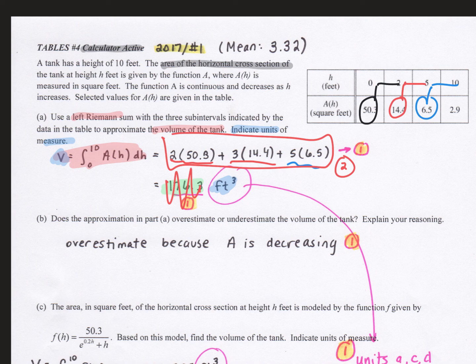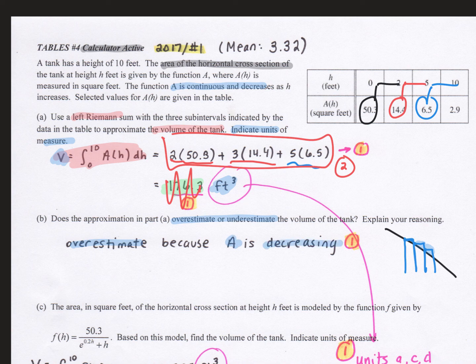In part B, I'm asked if my approximation in part A, if my 176.3, is an over or under estimate. So we just go back to a left Riemann sum and how you know if that over or under approximates a value. In the stem of the problem, I'm told that A is continuous and decreases. So I just drew a little decreasing portion of a graph. And if I do a left Riemann sum, that means the left corner is going to be touching the graph. So if I draw some left approximating rectangles here, I can see that I've got these little bits that are over the graph, so this is an overestimate. And what is causing that is the fact that my function A is decreasing.